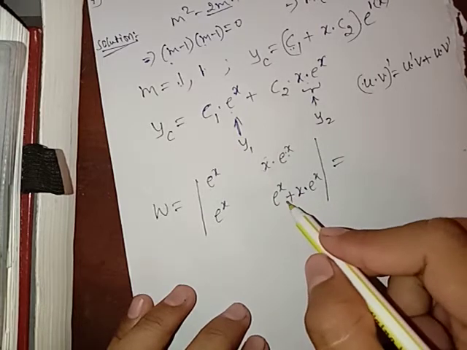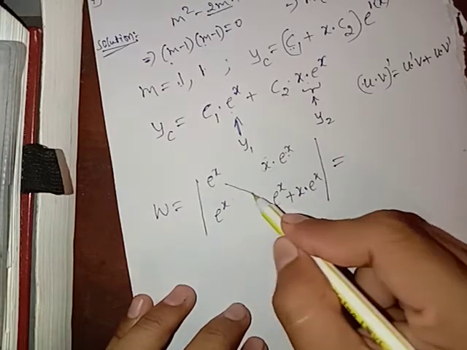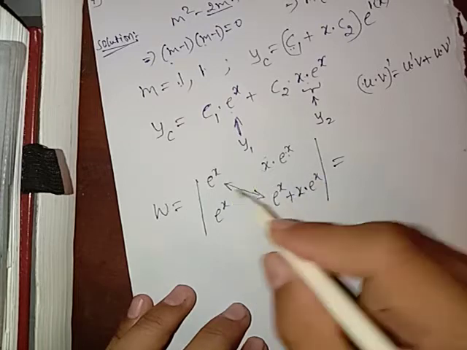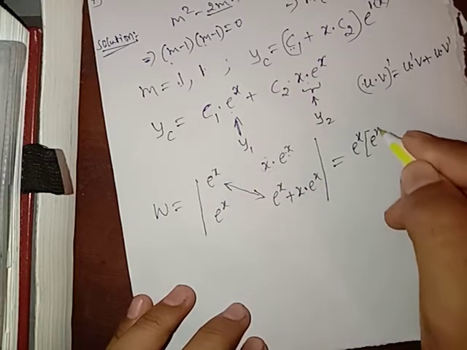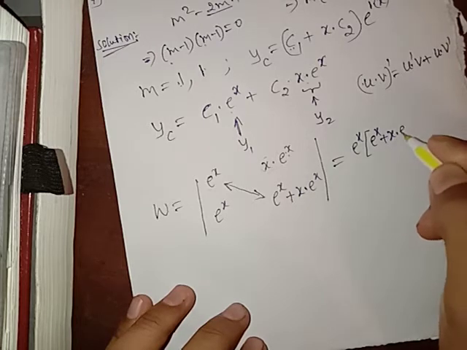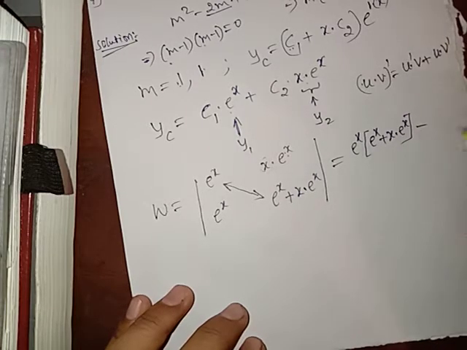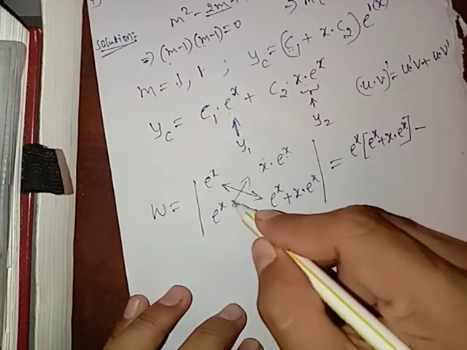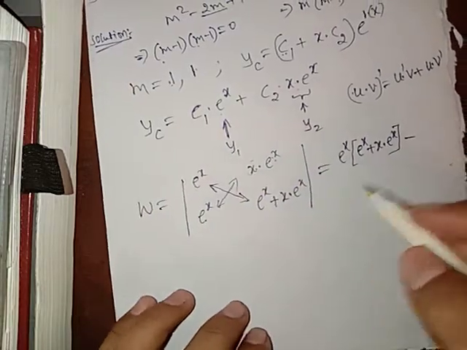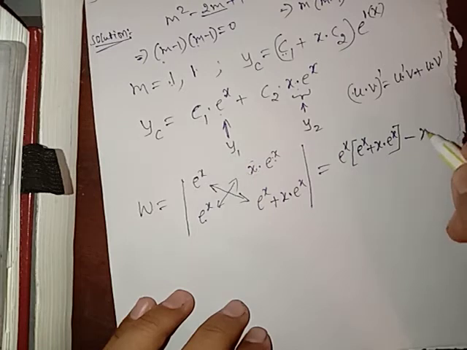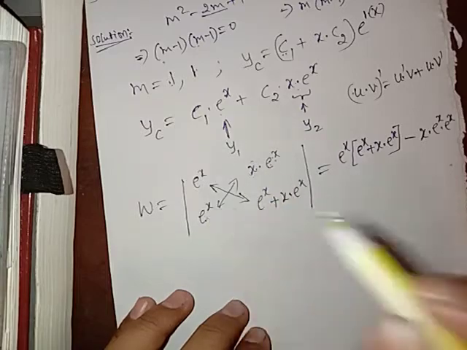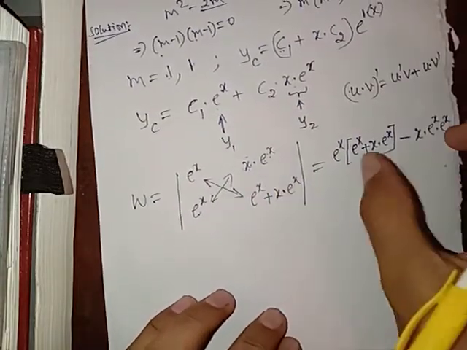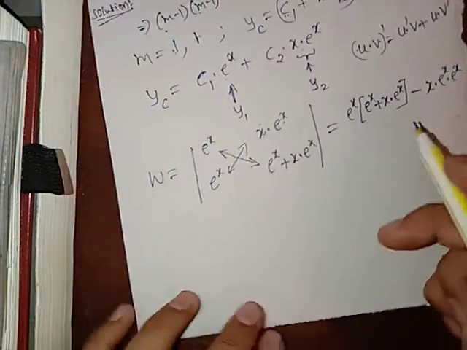So the value of this one is, we can multiply these two, exponential of x into exponential of x plus x into exponential of x minus, multiplying this, we get x into exponential of x into exponential of x, exponential of x into exponential of x into exponential of x. So this is the value of this determinant.